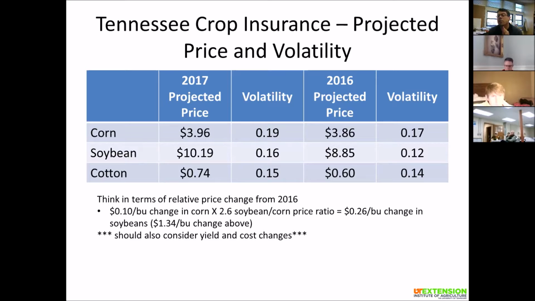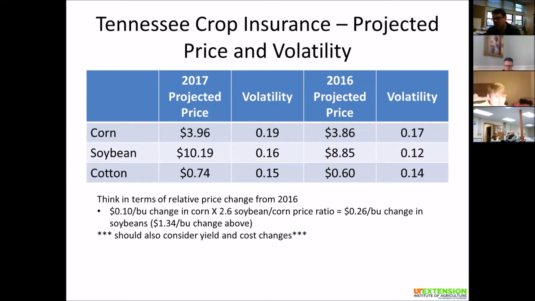Now when we compare 2016 to 2017, there's 2 things that become abundantly clear. All 3 prices are higher in 2017, which is a good thing. Gives us a higher base as far as our revenue goes. But almost more importantly, if you look at the differences between those, where you have corn at $3.96 versus $3.86, that's a 10-cent difference. Soybeans $10.19 versus $8.85. That is a huge difference.